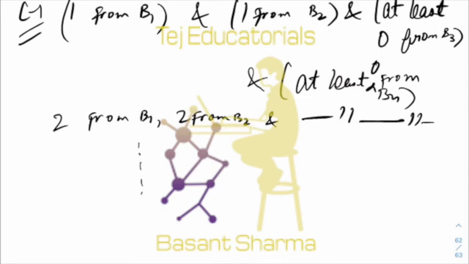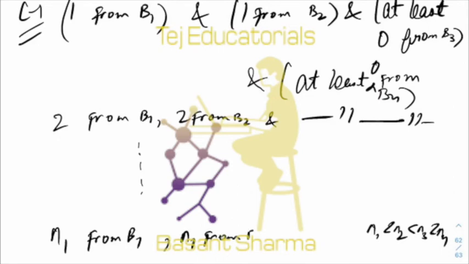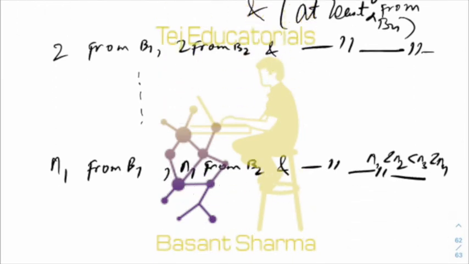Well, see, it is given to us that n1 is less than n2 is less than n3 is less than n4 strictly. Okay, so the maximum that we can go is we select n1 from B1, n1 from B2, and at least 0 from B3 and B4. Now these are all mutually exclusive cases. So what will be the final answer?